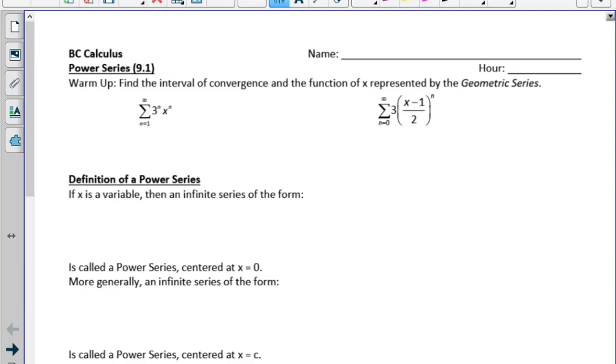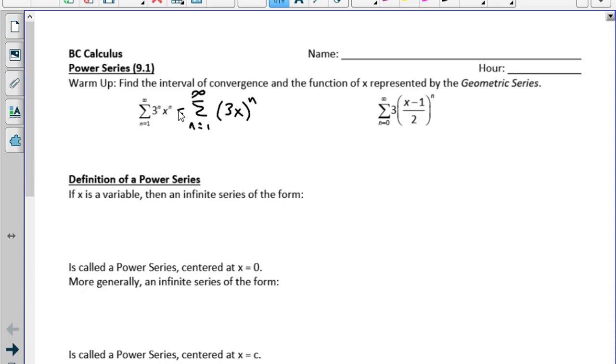Today we're going to talk about power series. As a warm-up, let's find the interval of convergence and the function of x that's represented by these geometric series. So if we take a look at number one, the sum of n equals 1 to infinity of 3 to the n times x to the n, that's the same thing as the sum as n equals 1 to infinity of 3x all to the nth power.